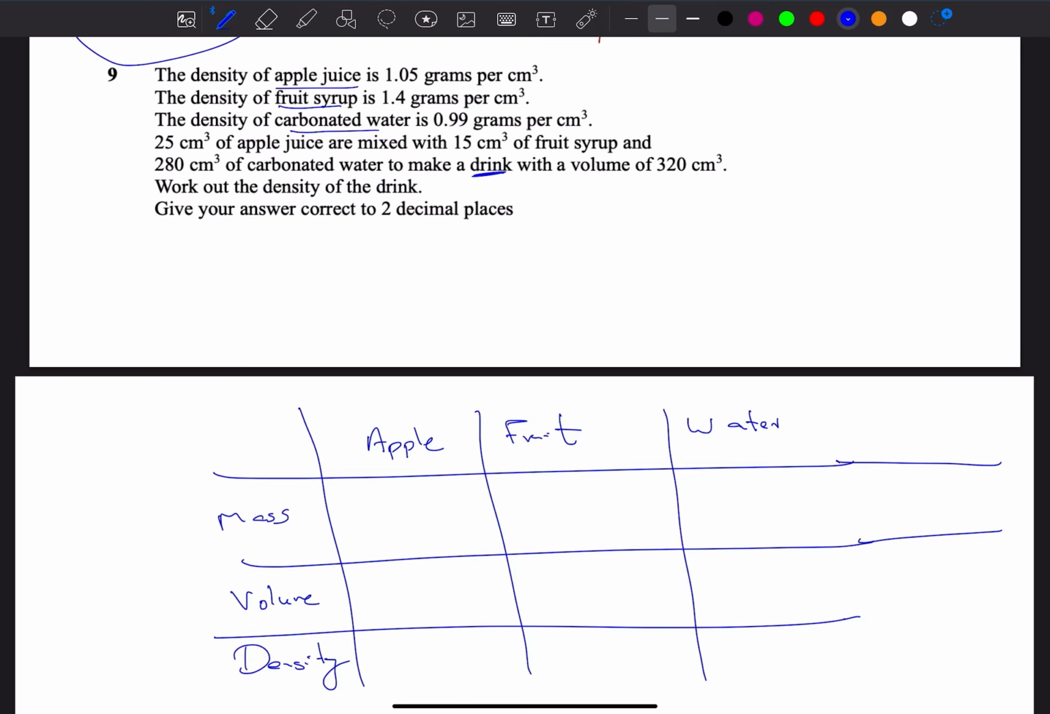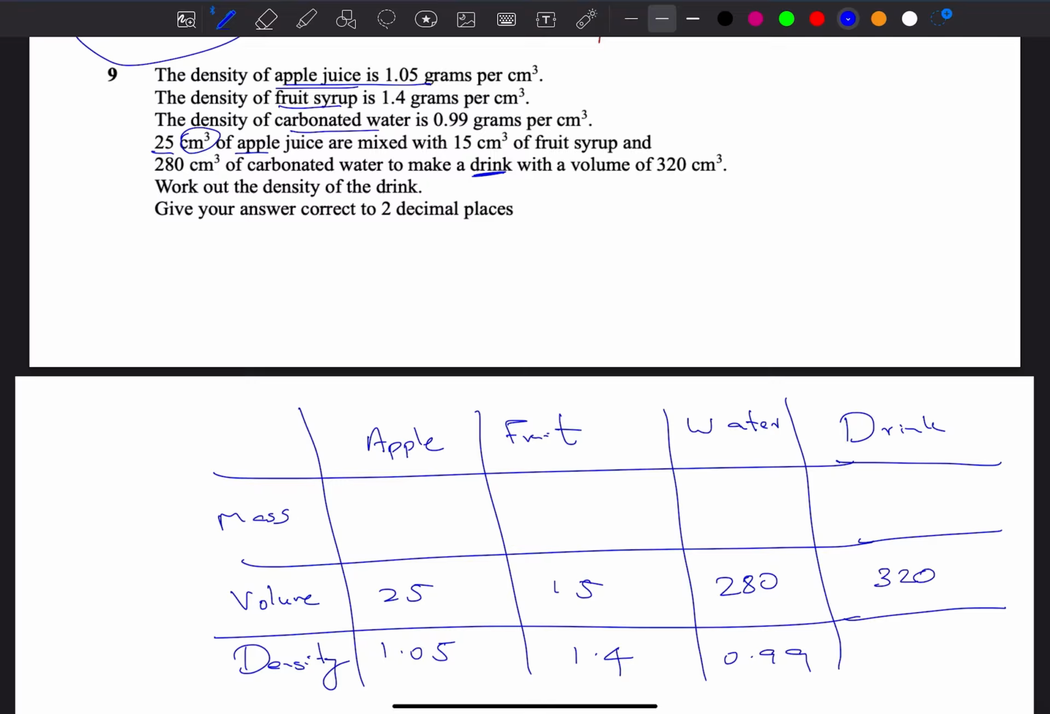Okay, the density of apple juice is 1.05. Density of fruit syrup is 1.4. Density of carbonated water is 0.99. 25 centimeter cube of apple juice, that's volume. Fruit is 15 volume. Carbonated water is 280. And remember, you're allowed to add it. The drink is 320. Work out the density of the drink.